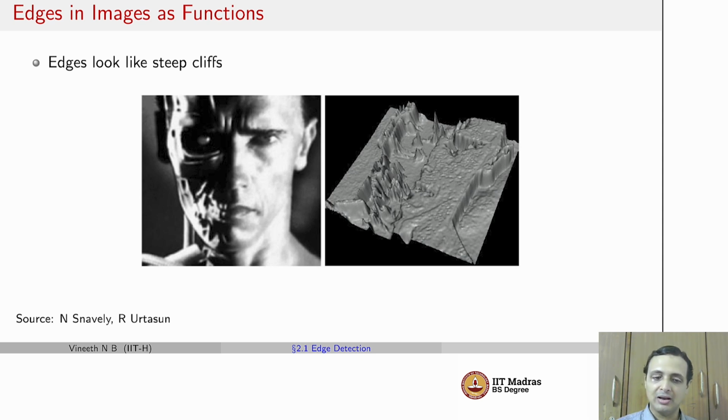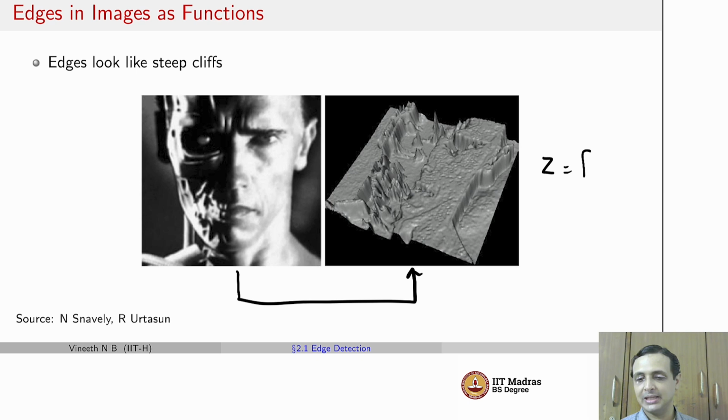What does that mean? If you had an image such as what you see on the left, and you now look at it as a function, remember this function looks something like z equals f of x, y. x, y are the pixel coordinates and z is the intensity at that particular coordinate. If you now plotted this 3D surface, this is how it looks. The 3D surface clearly has lots of undulations, and wherever there is an edge in the original image, you actually see a steep cliff on the function. So obviously our job now is to find out where these steep cliffs exist in the images.